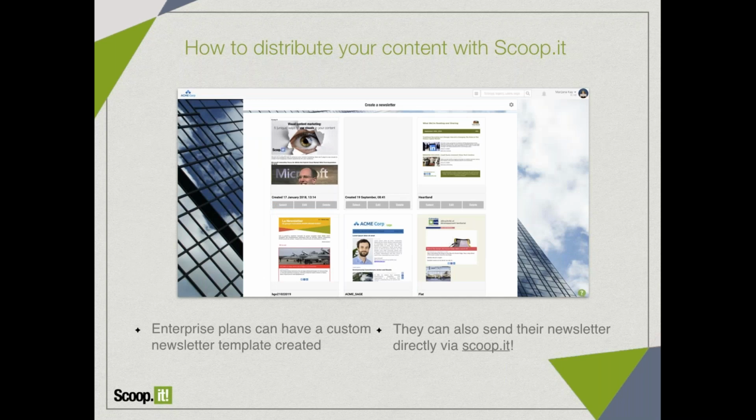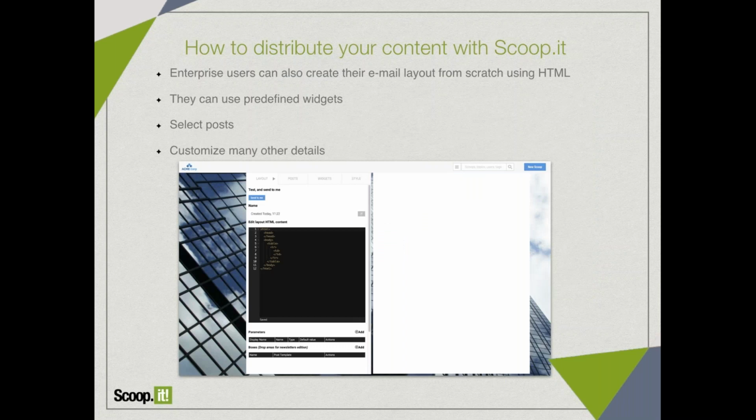Enterprise users are going to benefit from a much more flexible and advanced version of the newsletters. They can have a custom and white label template created by Scoop.it to fit their needs. In this template, they can choose just about anything. They're going to be able to use also our new feature, which is sending their newsletters directly via Scoop.it. Also, if they wish to, enterprise users can create a newsletter layout by using HTML. Within that, they can add as many widgets or posts and customize other details to their liking. This layout can then be directly integrated into your email system.